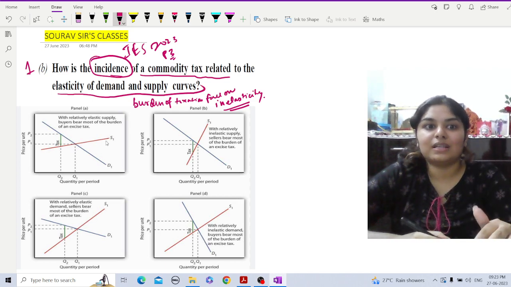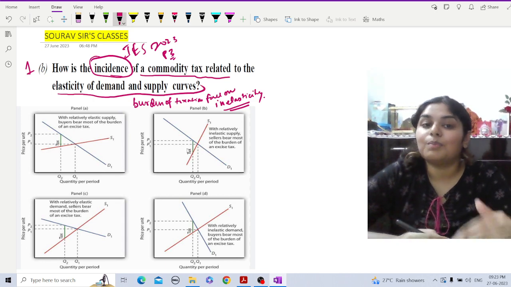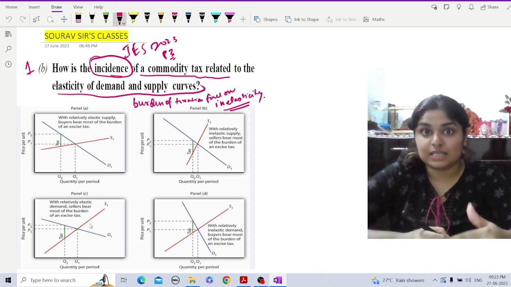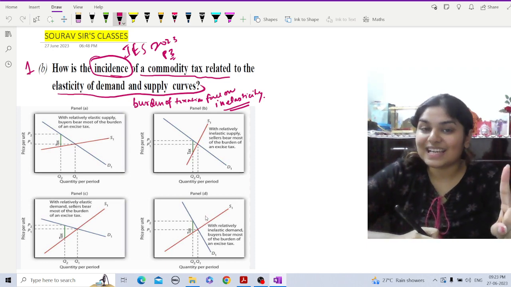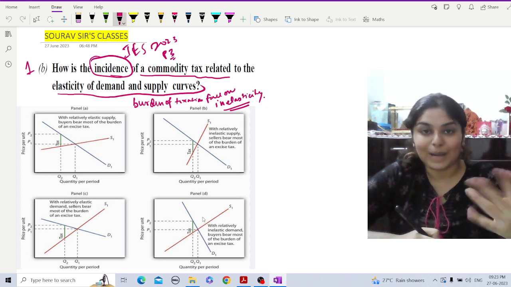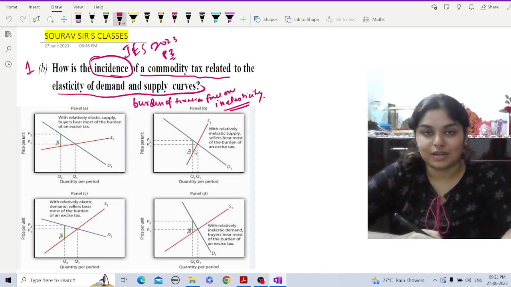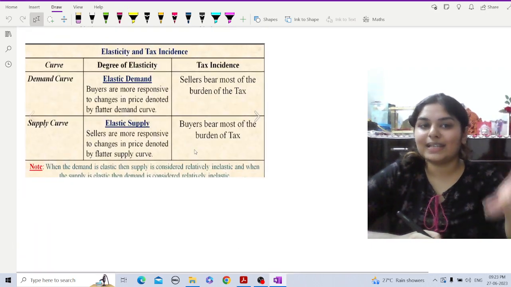So in the first two panels, we have shown elastic supply and inelastic supply. In panel A, with elastic supply, burden is more on the buyers. With inelastic supply, burden is more on the sellers. In panel C, the demand is elastic, so burden is more on the sellers. And in panel D, demand is inelastic, so the burden is more on the buyers. So depending on the degree of elasticity, we can say which party shares more of the burden of taxation than the other one. Clear? Now, let us quickly look at the summary.